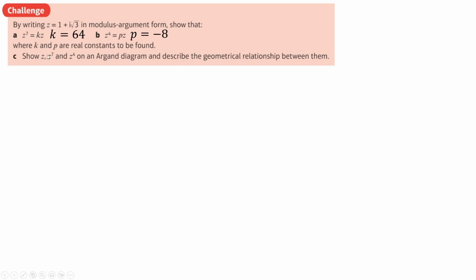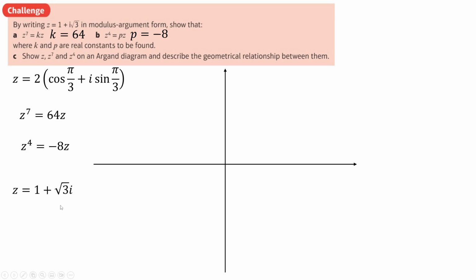Show these complex numbers on an Argand diagram and describe the relationship between them. So just write them out here. Z is this, as we've just said. So if we put that roughly there, that's Z. Now, Z to the 7: if you think about it, you're just increasing the length of it from the point 0, 0.